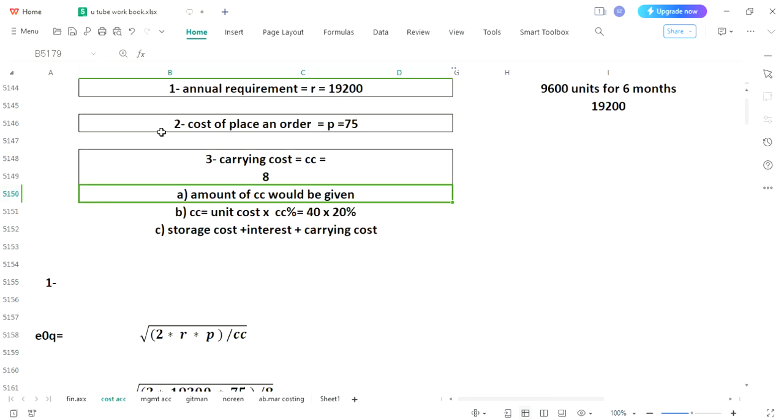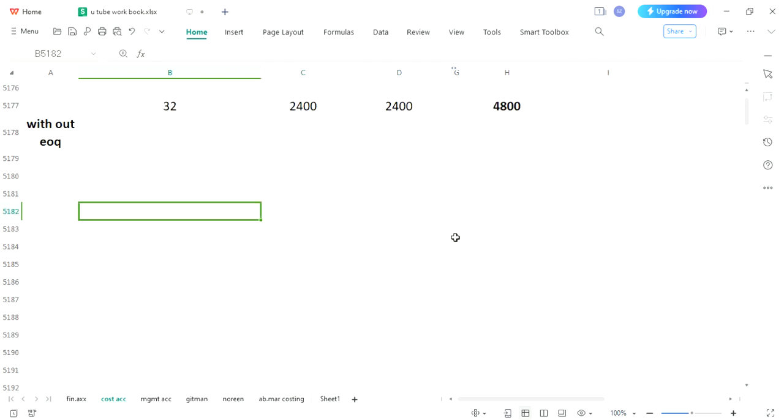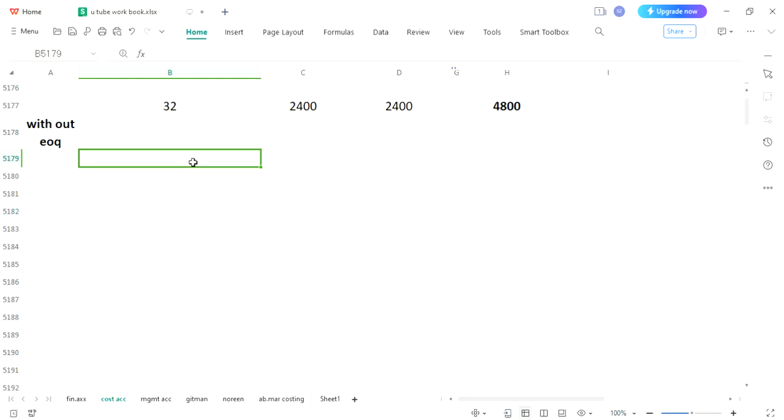Let's go back to the question. Look at here, they were carrying 9600 units for 6 months. So in total year, how many times they will ask for 9600 units? Let me know. If they are bringing 9600 after every 6 months, so how many orders they will give? Someone of you will give the correct answer. If after every 6 months you are giving one order, in full year you will give two orders. That's a simple thing.